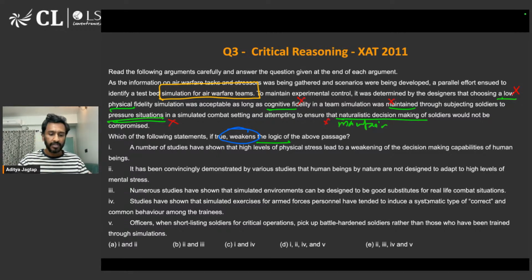If I was to give everyone, let's say, 15 seconds, tell me which options would be strengthening. You can tell me the number: are there any specific statements which would strengthen the logic of the author? And that's why I chose this question. Which of these statements would strengthen the logic of the author? Let me see if someone has answered.